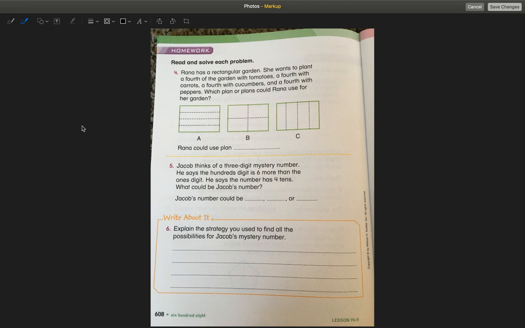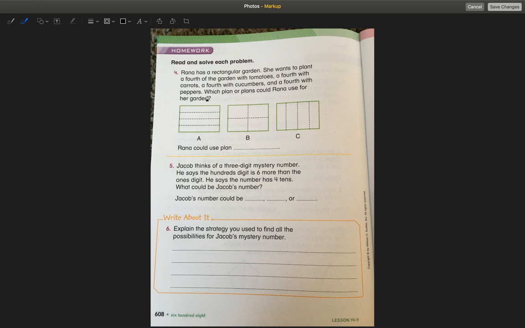Here we go. Raina has a rectangular garden. So a rectangle, remember, has 4 sides. 2 are even, the other 2 are even. She wants to plant a 4th of the garden with tomatoes, a 4th with carrots, a 4th with cucumbers, and a 4th with peppers. Which plan or plans could Raina use for her garden?